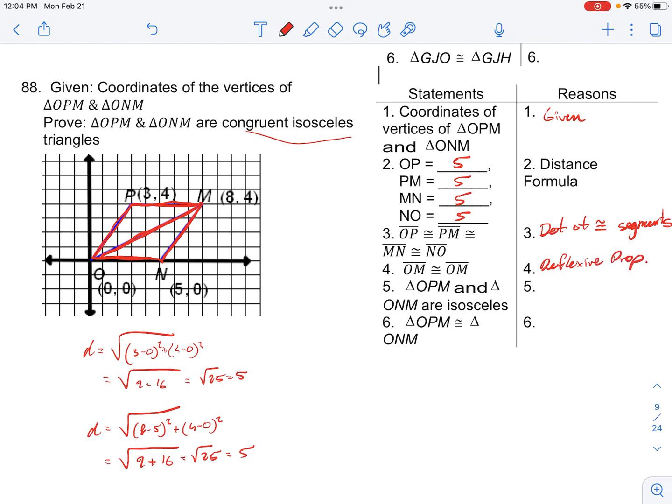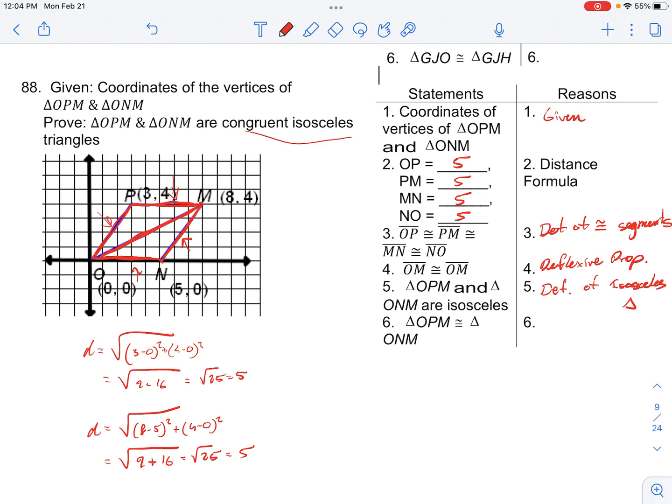Now number 5, triangle OPM and triangle ONM are isosceles triangles. So this is given by the fact that two of their shorter sides, because it's not the hypotenuse, the two shorter sides are equal to each other in length. So that's just the definition of an isosceles triangle.